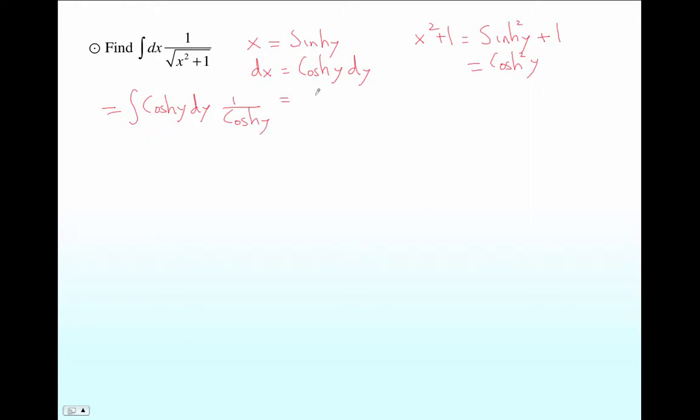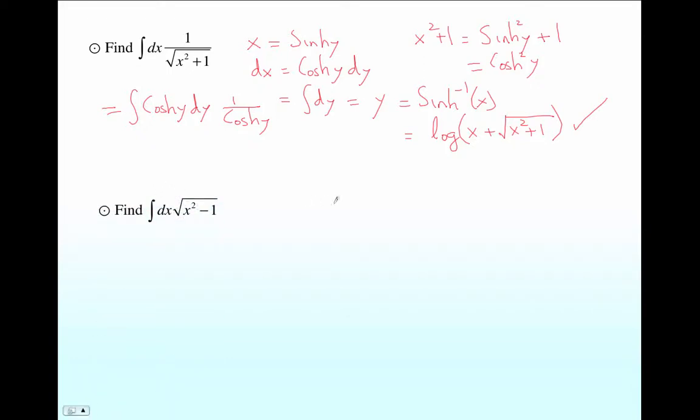But that is just the integral of dy, which is y. But what is y? This is sinh inverse of x. And so the integral that we are looking for is just sinh inverse of x, which, as you remember, we have found to be log of x plus square root of x squared plus 1. And so we were able to do this integral rather easily using the trick of substituting hyperbolic functions.